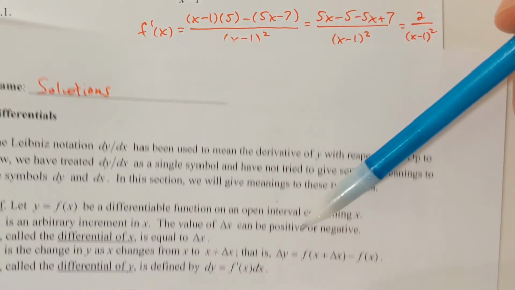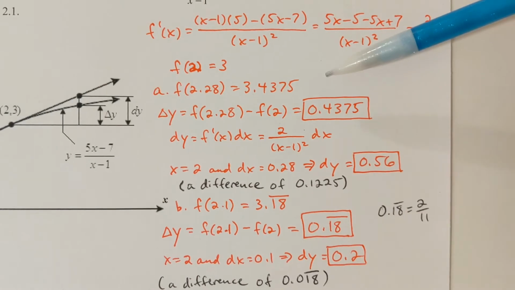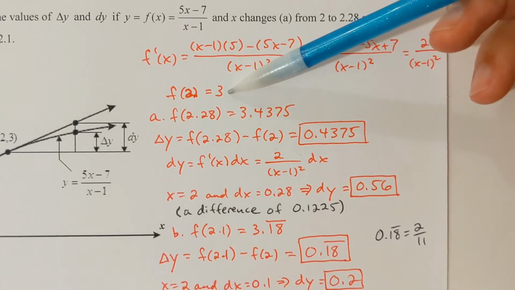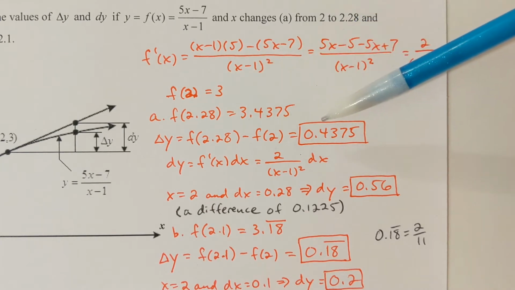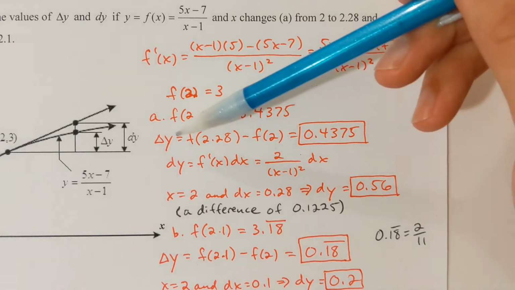Again, I'm using that formula here. And I end up getting, so these two numbers are known, right? Take this number minus this number, and okay, I'm getting 0.4375 then for delta y.